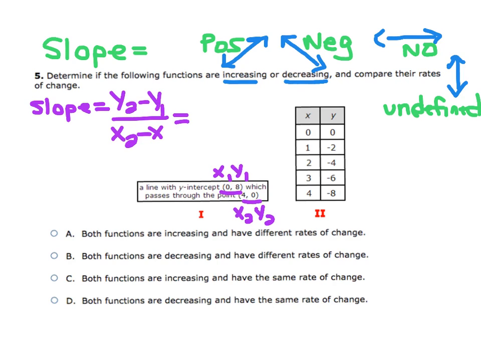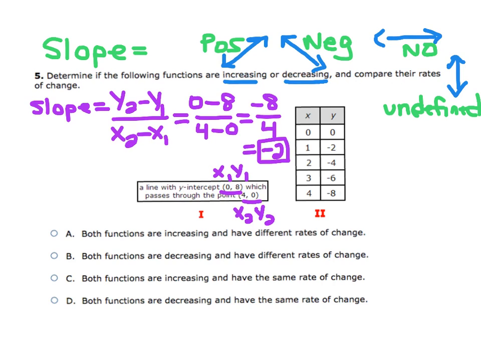Now let's simply plug them into our formula. y2 is 0, minus our y1, which is 8, over our change in x's. x2 is 4, and our x1 value is 0. 0 minus 8 is negative 8. 4 minus 0 is 4. Negative 8 divided by 4 will reduce to an integer, and we get a slope of negative 2.